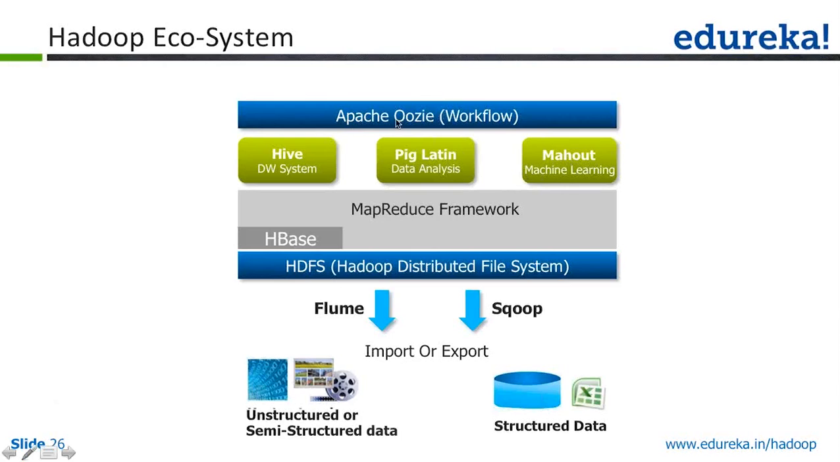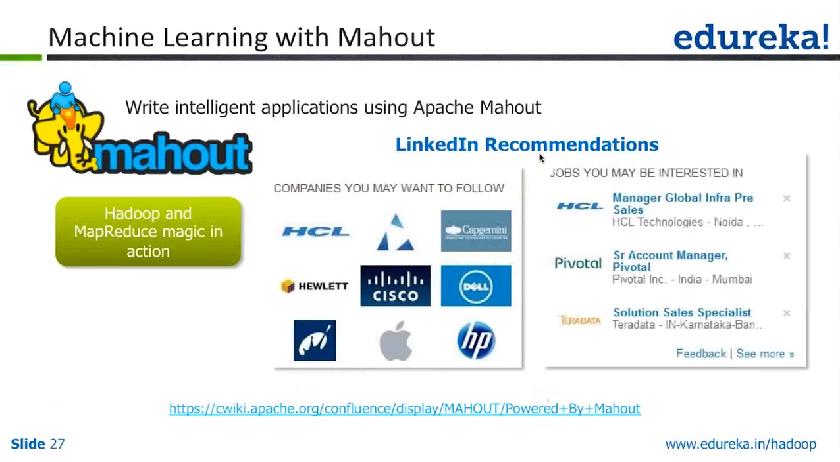Oozie we will be covering in this course. This is the workflow management tool which is used to run jobs in parallel on Hadoop. Now Mahout will not be a part of this course, so I'll just quickly tell you a little bit about Mahout. There's a separate course on Mahout, so if anyone is interested, you can pick up that course as well. Mahout is basically Hadoop and MapReduce together.